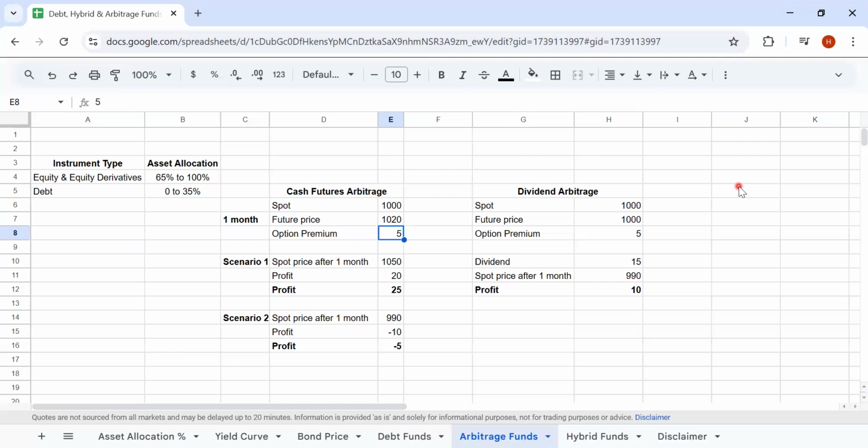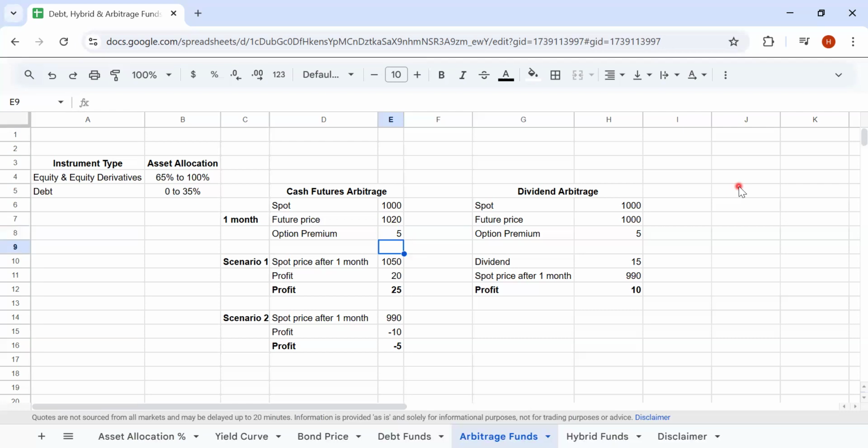So it doesn't create an obligation on me to buy or sell. If it is trading above 1020, I'll simply buy it. If it is trading below 1020, I will just forego my option premium. But that's not the case for the fund manager. If I exercise my option, the fund manager has to deliver it to me. In this case, it will not be a physical delivery of the stock. The price differential is something he or she has to pay.